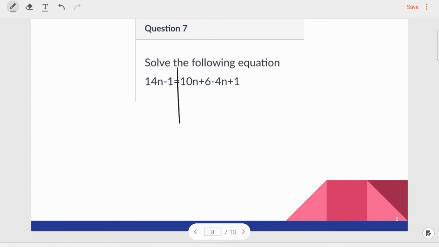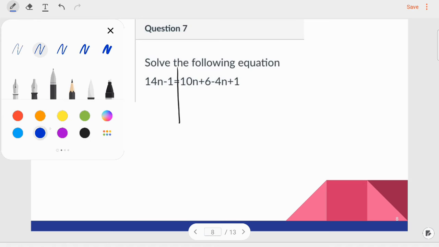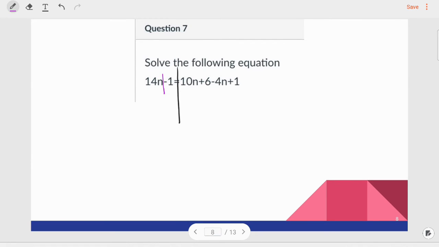Drawing my line for number 7, I notice I've got a lot going on both sides, so I'm not going to make a decision about my variable side and number side until that is simplified. On the left-hand side, I'm going to change colors for just 1 second, I notice that my two terms cannot be simplified, so I leave that as is. And on the right-hand side, I separate my terms by all those pluses and minuses. I have 10n and I have -4n that are like terms, and I have 6 and 1 that are like terms. I need to combine those.